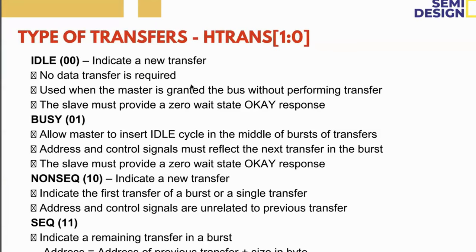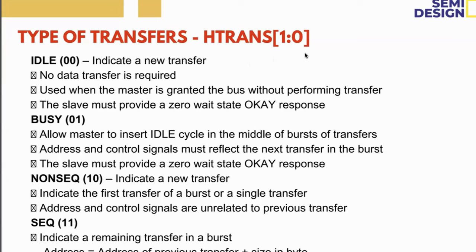Okay, first is the type of transfers. While we are doing a transfer, the master does the transfers, right? It has control and data transfers. So what are the different types of transfers? HTRANS indicates the type of transfer. HTRANS is the signal. It's a 2-bit signal. 2-bit means we already know 4 combinations will be there. So for each combination there is a different transfer.